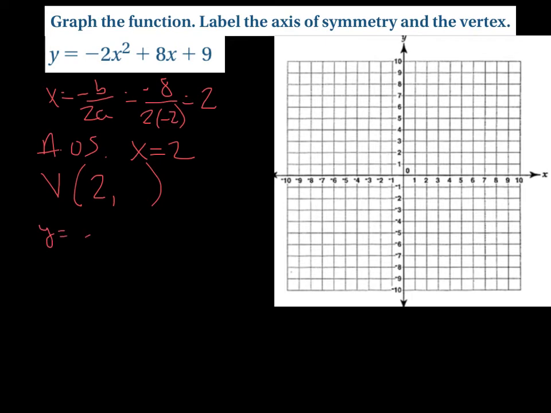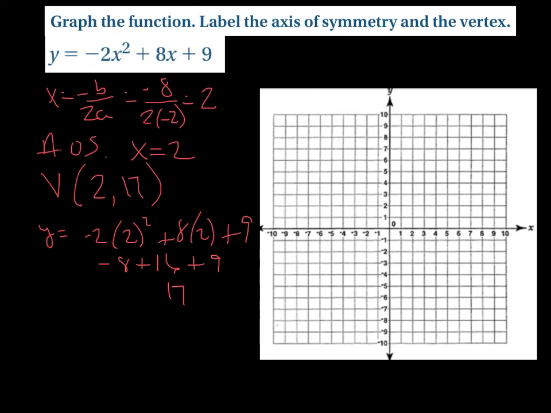My vertex is at 2 something. So to figure that out, I'm going to replace all my x's with 2. So that gives me 4 times negative 2, which is negative 8, plus 16, and plus 9. So that's going to be 17. So our vertex is at (2, 17), which is a little bit off of the graph that I have here. So we'll just kind of improvise a little bit, and we'll plot (2, 17). We'll just say that it's right up here. I know that the graph is going to open down.